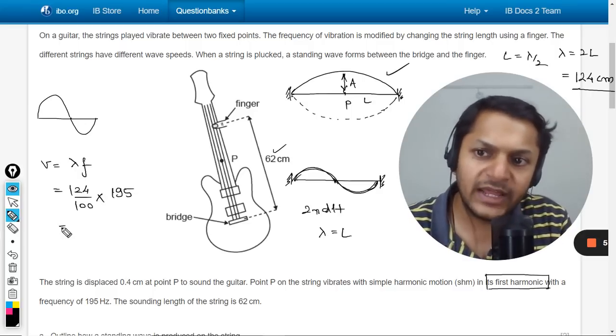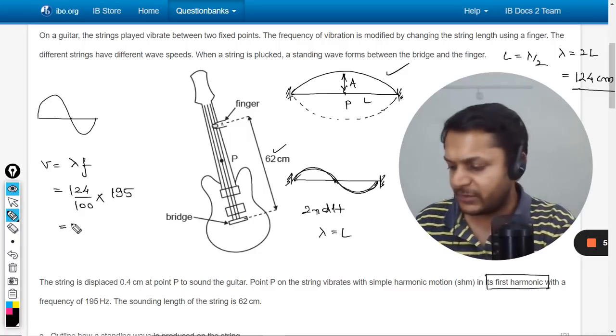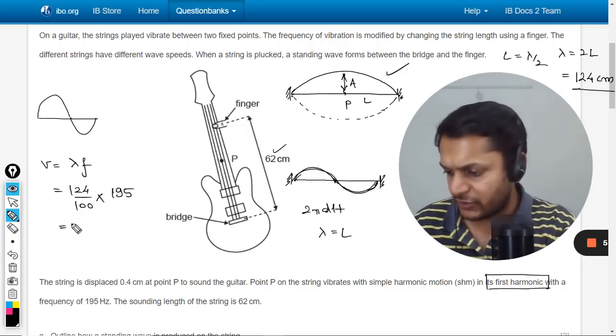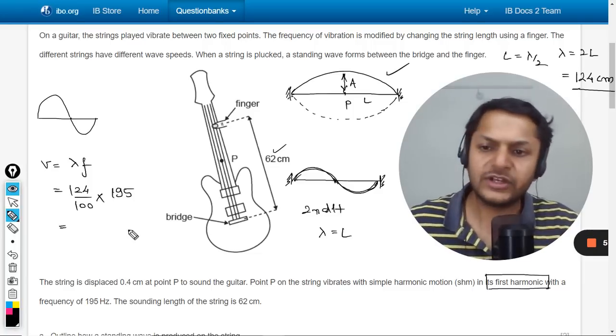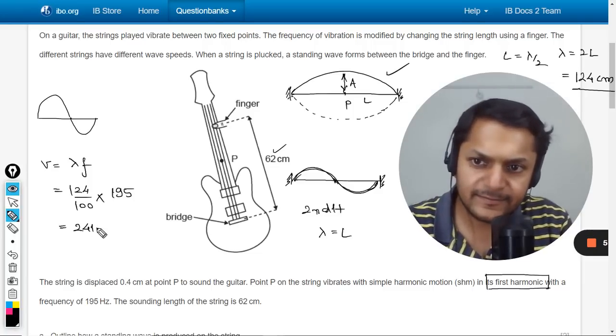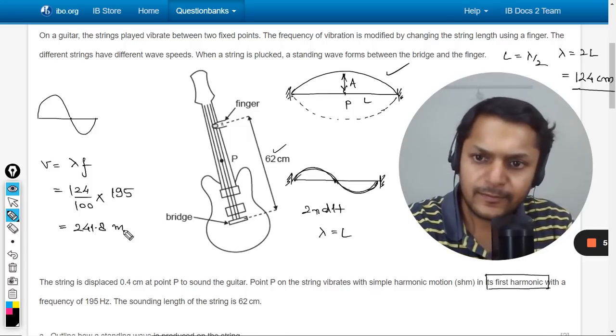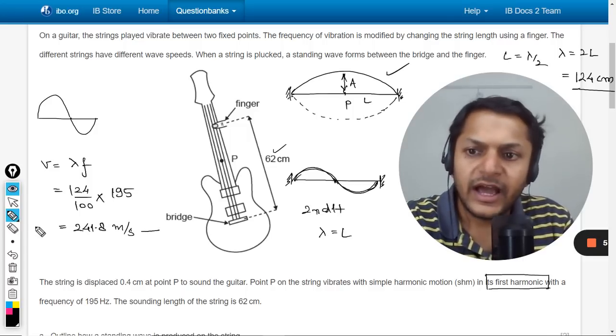Frequency is given as 195. A very simple calculation will be involved here. So I'm using my calculator now. 124 times 195 divided by 100. It is 241.8 meter per second. And what is this?